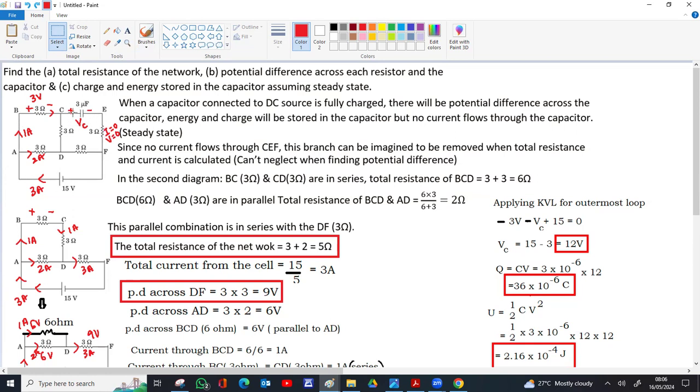And keep in mind, if there is any device, a resistor, in series with the capacitor, that will not have a current and will not have a potential difference. That's the basic rule for solving circuits with resistors and capacitors connected to DC.